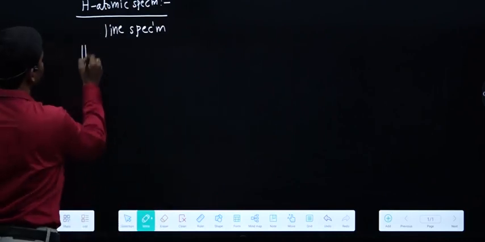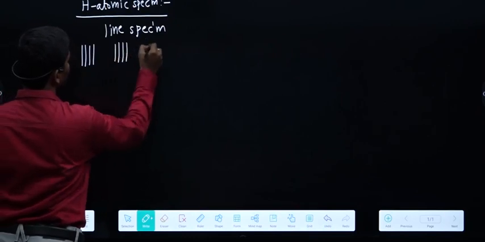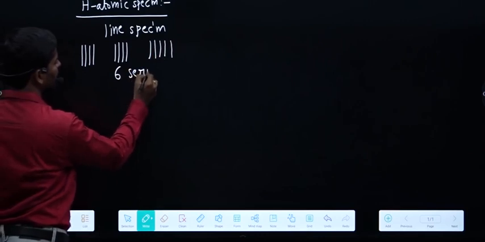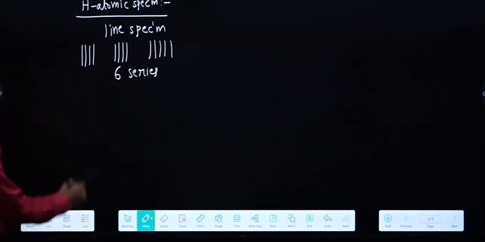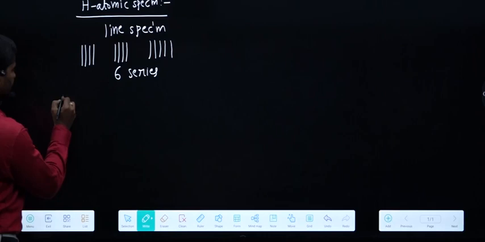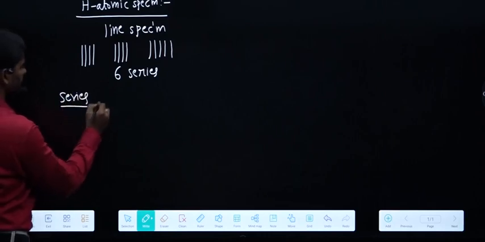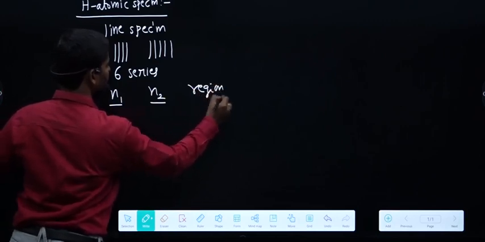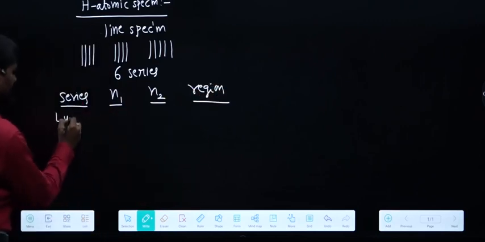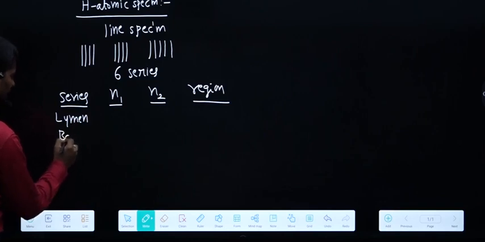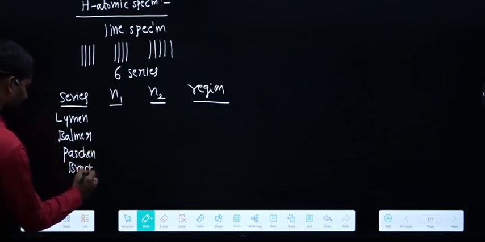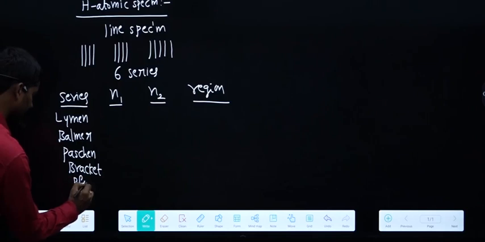We will get a series of lines. These series of lines are classified into 6 series. The 6 series are Lyman series, Balmer series, Paschen, Brackett, Pfund and Humphreys.